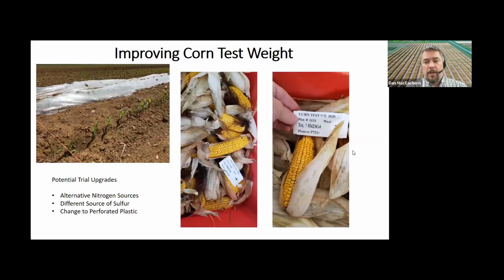And so in the future, we'd like to work on this project and let it evolve. And we'd like to upgrade a few of the treatments. One is that we'd like to look at some alternative sources of nitrogen. We'd like to look at some slow release sources. We'd also like to look at some different sources of sulfur. And then we'd like to change to a perforated plastic, which is more commonly used in corn production in this neck of the woods.